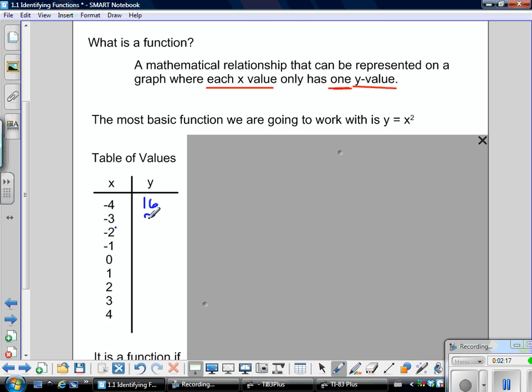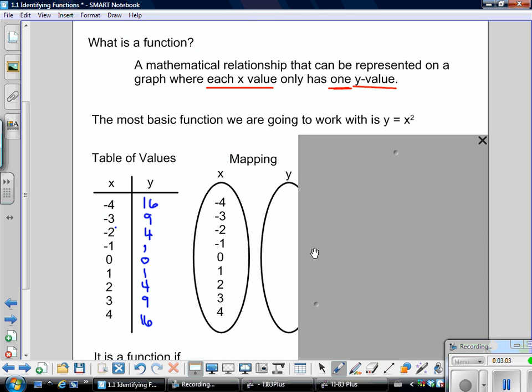-3 squared is 9. -2 squared is 4. -1 squared is 1. Obviously 0 squared is 0. And 1 squared is 1. 2 squared is 4. And 3 squared is 9. And 4 squared is 16. Now when I look at these numbers, I can see that for each x, there is only one y. So that's using a table of values. I can check very quickly to see whether something is a function by looking at its table of values. As long as each x value only has one y, I can say it's a function.